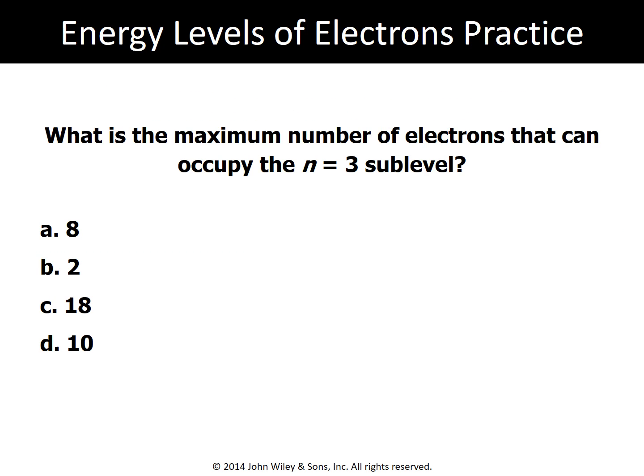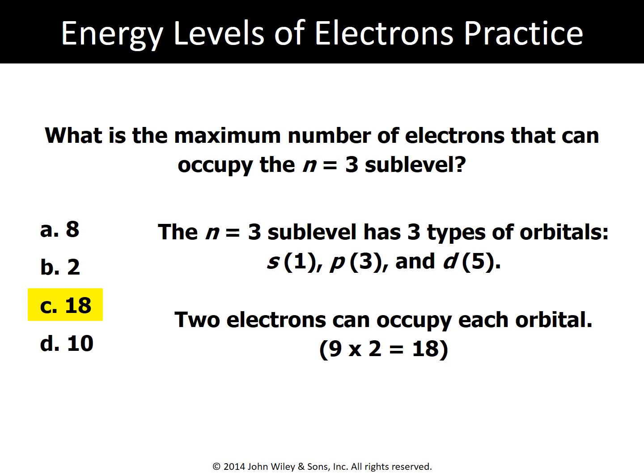So what is the maximum number of electrons that can occupy the n equals 3 sublevel? This, of course, would be 18. Okay, so n equals 3 has 3 types of orbitals, an s, p, and a d. Each one of these can hold 2 electrons, so we have 18 total. That's it for this section.